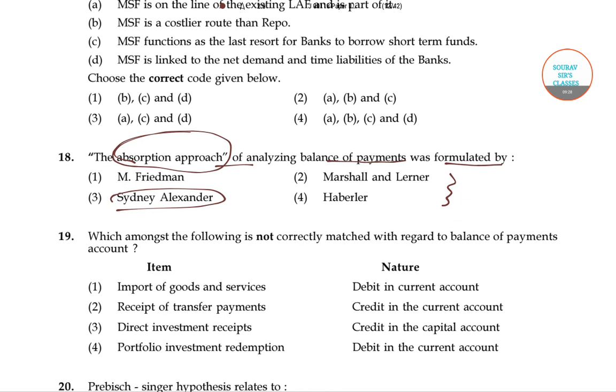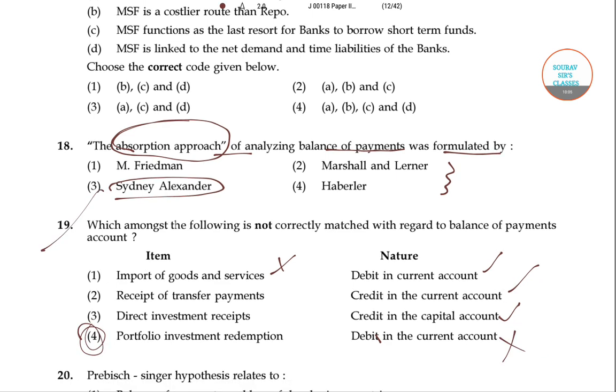Now question number 19: which among the following is not correctly matched with regard to balance of payments account? Import of goods and services is a debit in current account, yes, because when we import, we pay the money for that import, so we call it debit. Receipts of transfer payment is a credit in current account. Direct investment receipts is a credit in capital account, and portfolio investment redemption is a debit in the current account. This is not right. So for question number 19, the right answer is option 4.